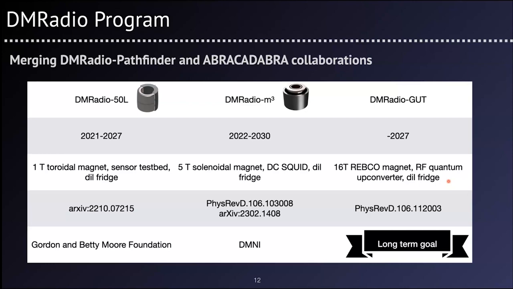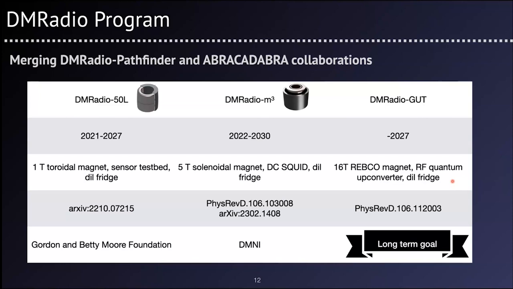So the first stage experiment, which is currently ongoing, is called DM Radio 50 Liter. So I'll go through some slides discussing that. This will use about a 1 Tesla toroidal magnet. It will be a sensor testbed for quantum protocols, and then it will use a dilution refrigerator. And I've shown a link at the bottom if you're curious to read more about that.